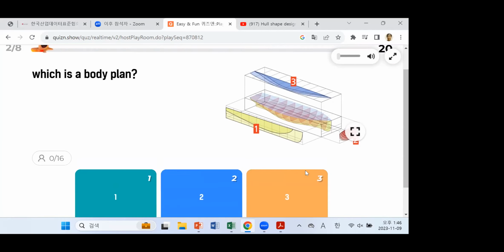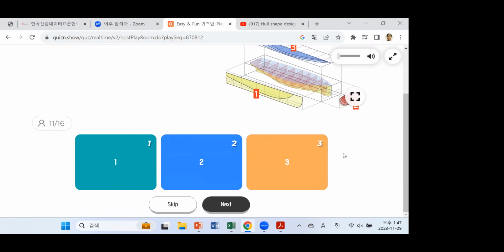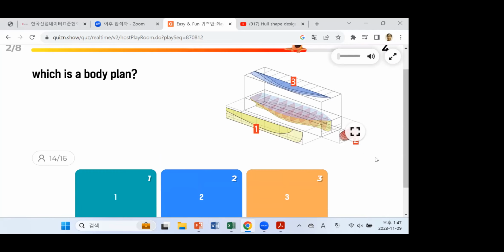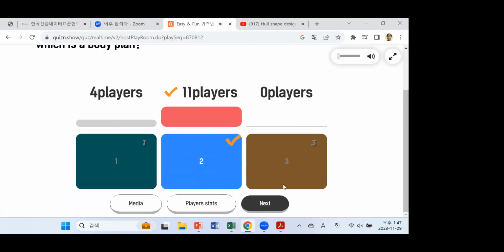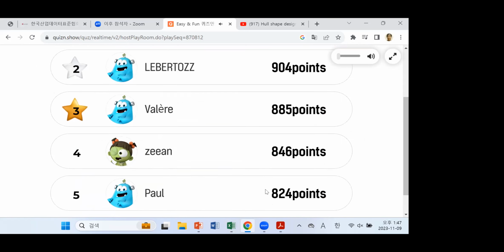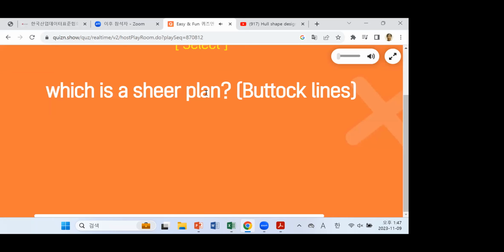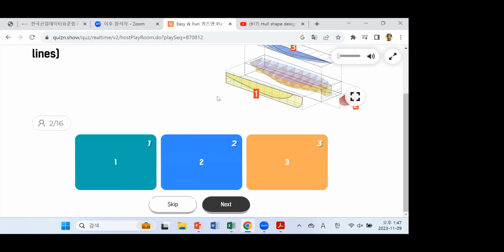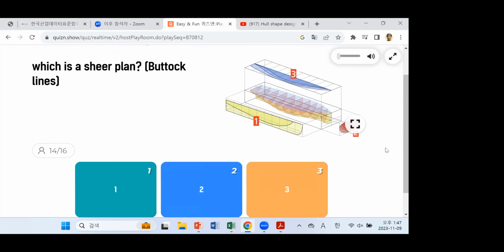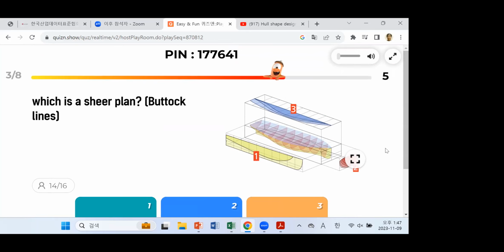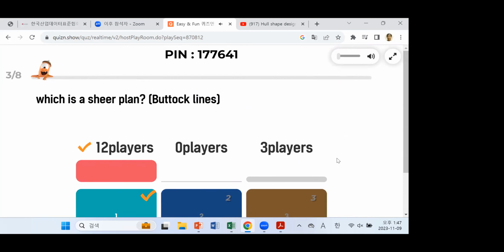Please see this picture. This is one, this two, and three. Please choose which is a project plan. Which is the part plan? And which is the short plan? Number one is the short plan.